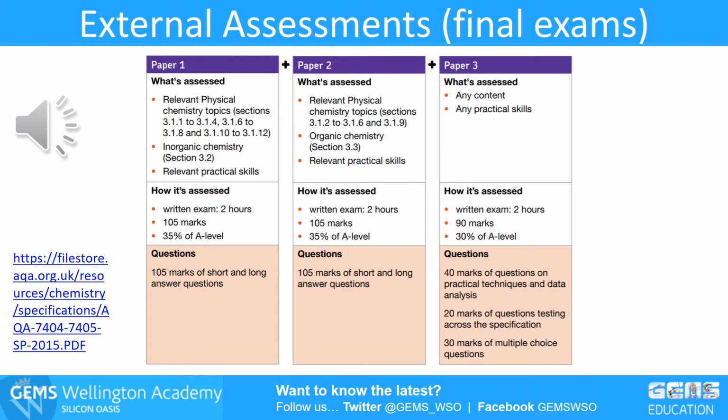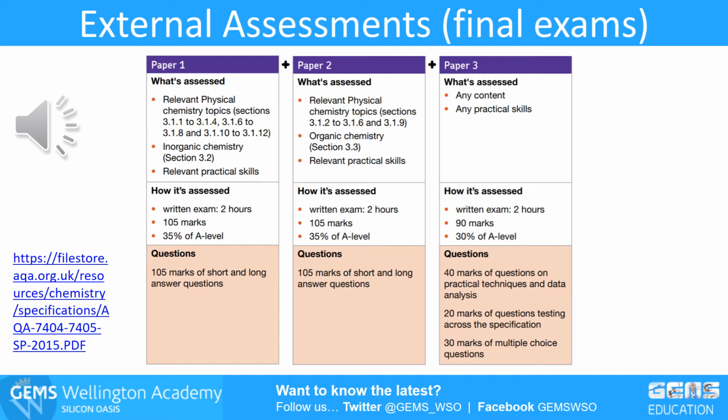So this shows the final exam schedule for year 13. This A-level course is a linear course. It is assessed at the end of year 13 using 3 exam papers. Each paper is 2 hours long. Paper 1 and paper 2 are worth 35% each of their final grade, and paper 3 is worth 30% of their final grade.